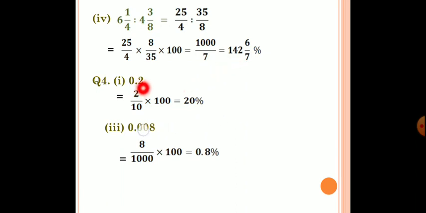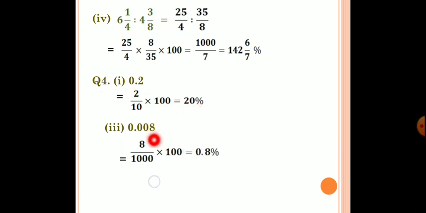0.2. Convert 0.2 into percentage. So first let us convert this decimal into a fraction. So 2 is in the tenths place, so we can write it as 2 by 10. And we will multiply this fraction by 100 to convert it into a percentage form. So 2 by 10 into 100 equals 20%.